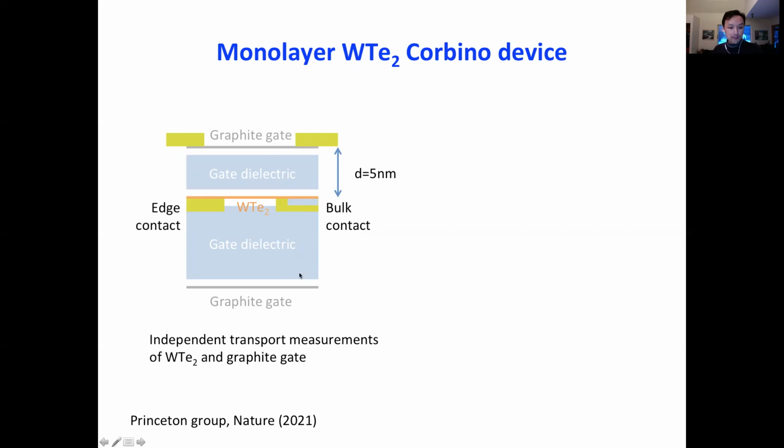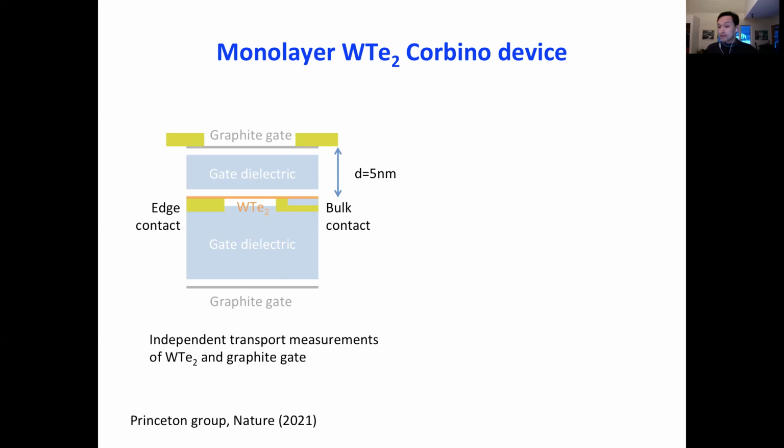This is the device structure. We have a tungsten telluride layer embedded between top and bottom gates. Both are graphite gates. The top gate has a smaller distance to the sample, so we expect stronger coupling between the sample and the top graphite gate, and the bottom gate is basically far away from the material.